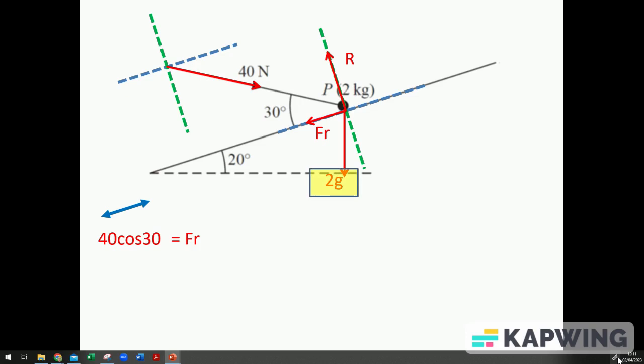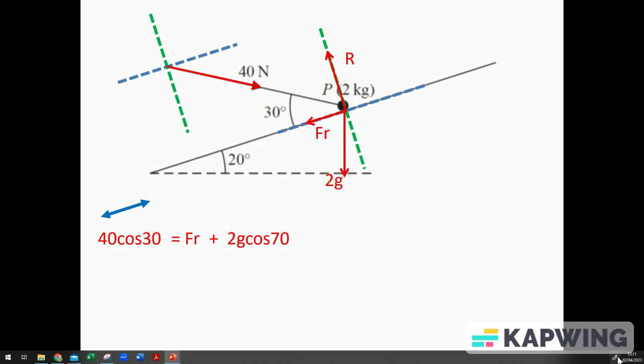And also we've got the 2g trying to make it go down the plane. I've got to turn that through an angle of 70 because there's a right angle triangle there. That angle's 70 degrees there. So I've got to multiply the 2g by cos 70 to find the component parallel to the plane. So the friction plus the 2g cos 70 is the force making it go down the plane, and that's going to be equal to the 40 cos 30, which is making it go up the plane.